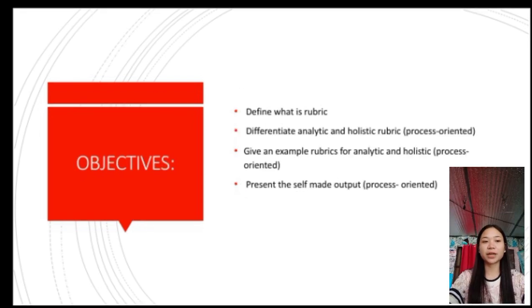We have here our learning objectives. First, define what is rubric. Second, differentiate analytic and holistic rubric to process-oriented. Third, give example rubrics for analytic and holistic rubric, process-oriented, and present the self-made output, the process-oriented performance-based assessment rubric.